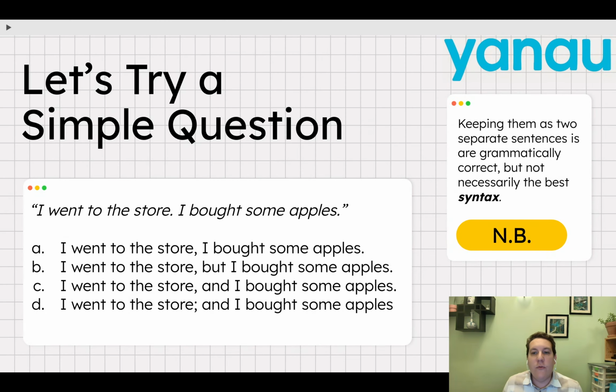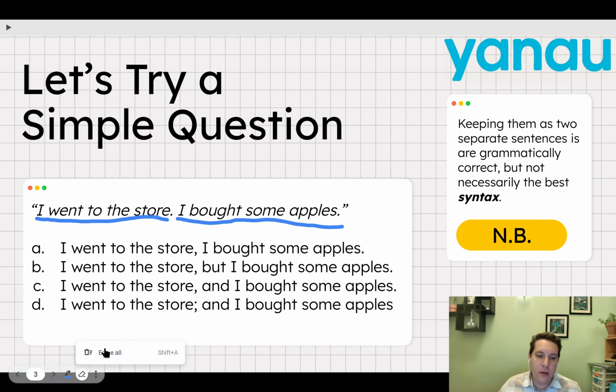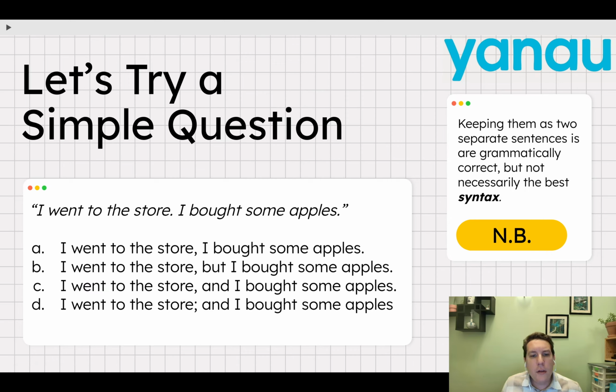Let's try a very simple question. Look at this sentence here. I went to the store, period. I bought some apples, period. As you can see from this, these are two very, very simple sentences. But are these two sentences related? Well, the answer is yes.